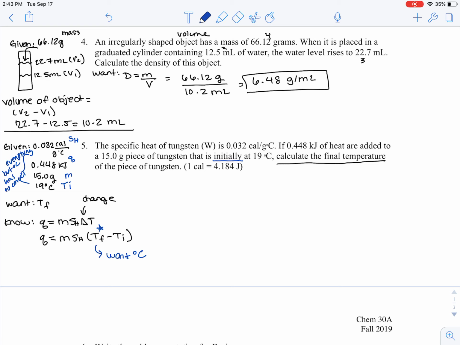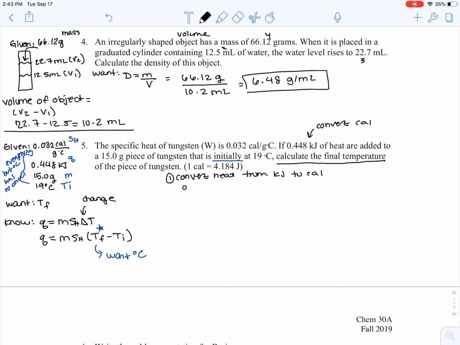So you see that kilojoules and calories are not the same. So you take one of those numbers, it does not matter which one, and convert to match those units. So you could say, all right, I'm just going to do my kilojoules, convert this to calories, but you can also convert the specific heat to kilojoules per gram degree Celsius. So I convert heat from kilojoules to calories.